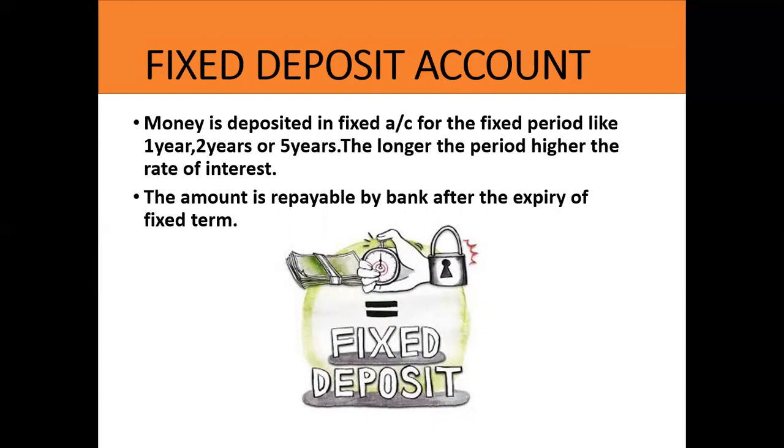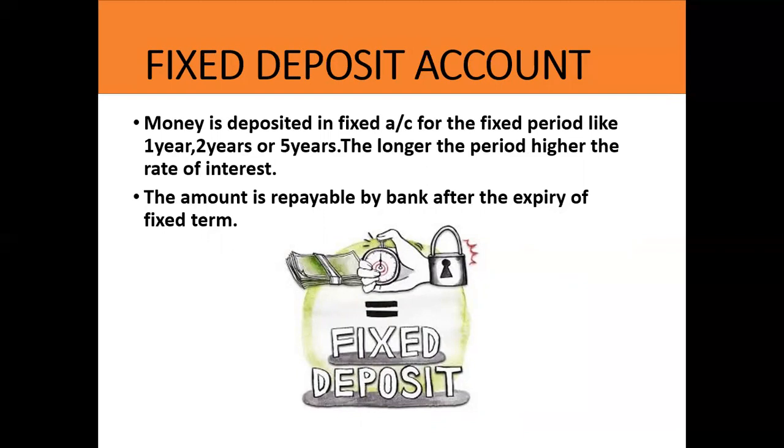So whenever, suppose you have kept your money for 1 year. After 1 year, the tenure gets over, the fixed deposit has expired. So the bank is supposed to pay you back. So this is what a fixed deposit is. It is also known as a time deposit.